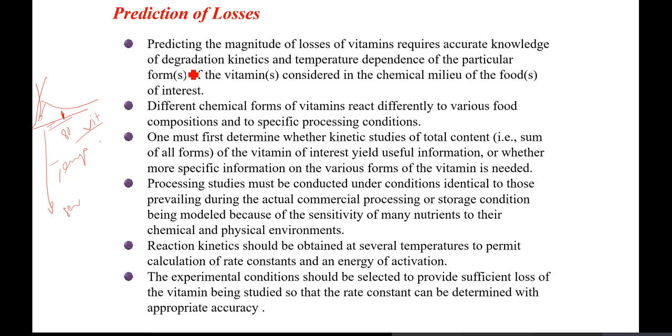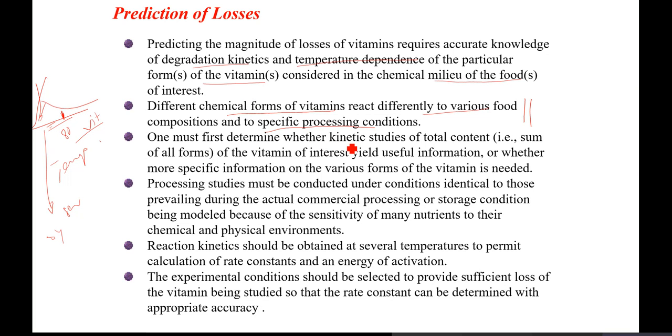So, accurate knowledge of degradation kinetics and temperature dependence of the particular form of the vitamin is considered in the chemical milieu of the foods. Different forms of vitamins are present. We have seen there is a synthetic form, there is one form, other form, pyridoxal, pyridoxine, pyridoxamine. So they are different forms which react differently to various food composition and to various processing conditions. So one has to be very careful while designing such studies.